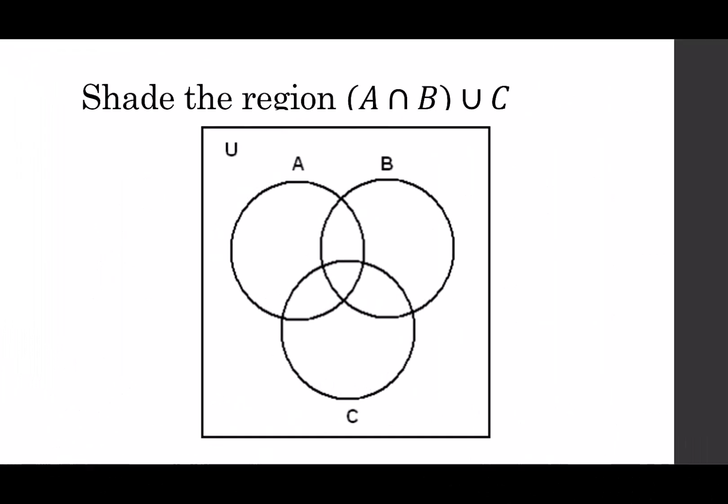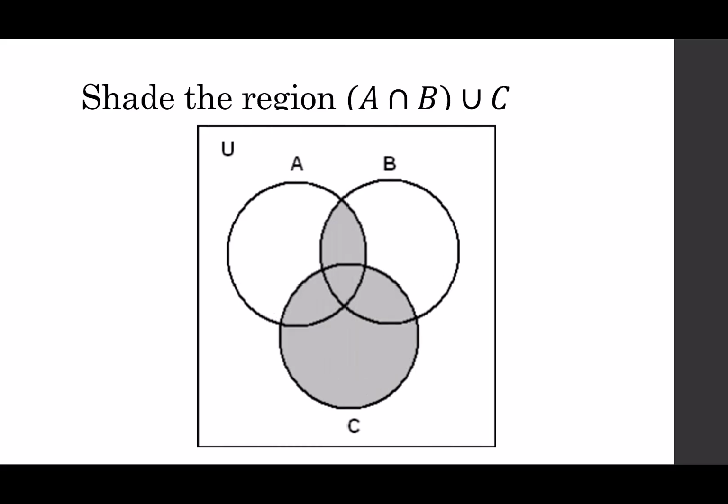Let's try shading a combination of operations. Here, I want to shade A intersect B and then union that with C. I'll start with the parentheses A intersect B. That's where the two sets overlap. Then we'll union that with C, which means we're adding the whole circle of C, which gives us our final answer.